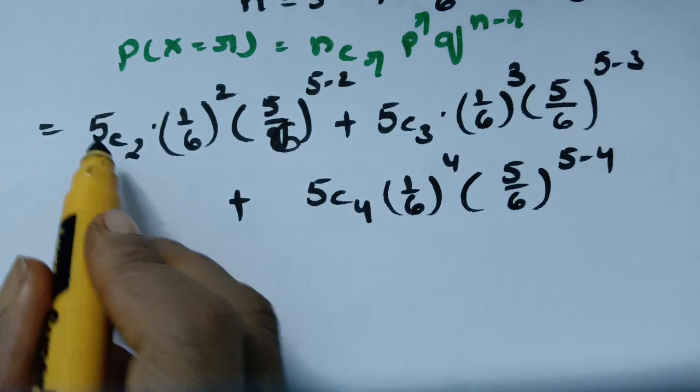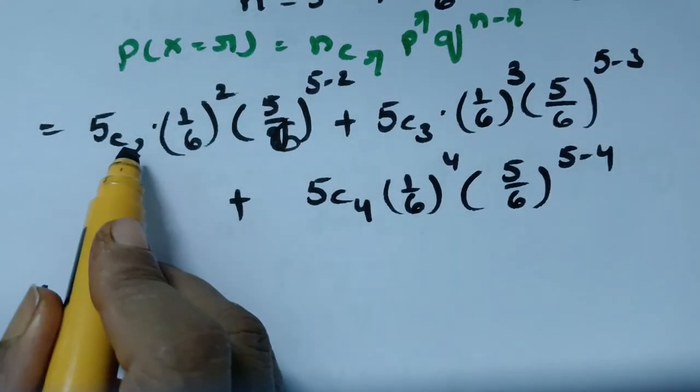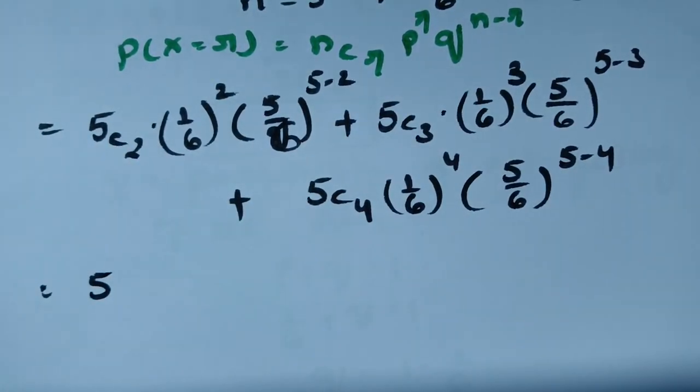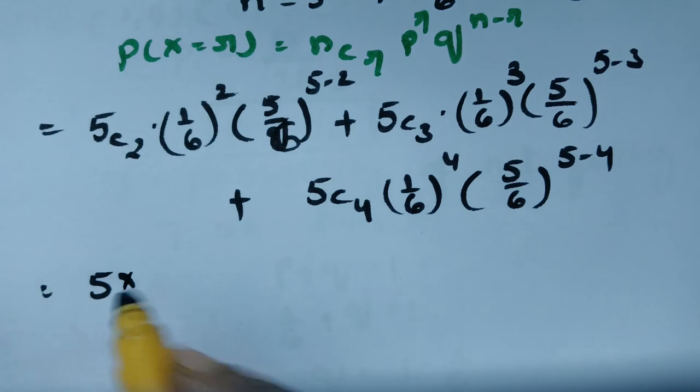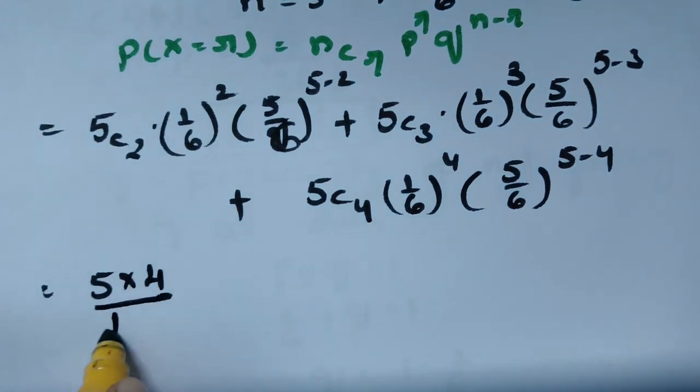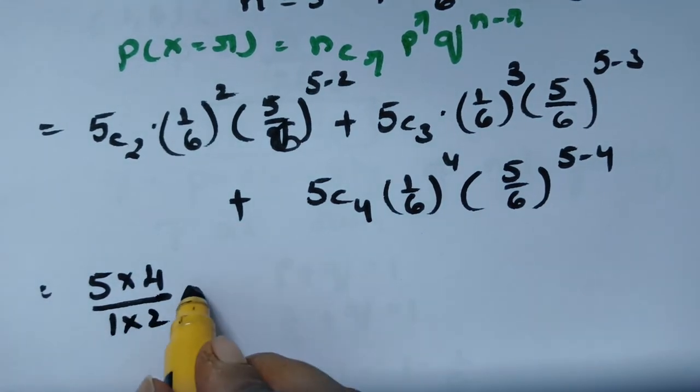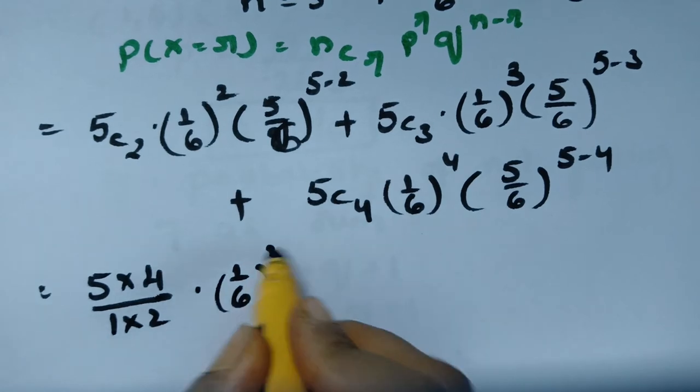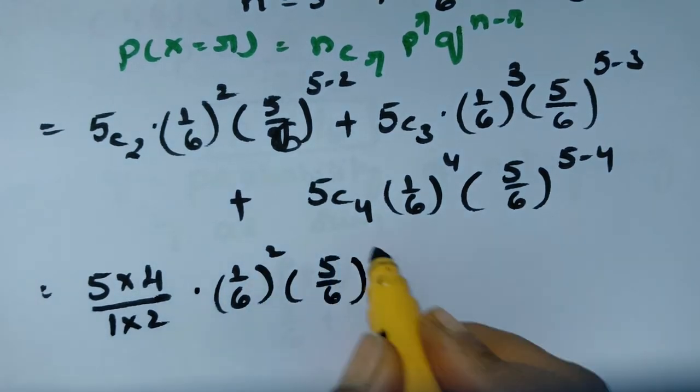Now, this will be, what is 5C2? That is, see here, 5C2 is nothing but 2 backward steps. That is, 5 into 4 by 1 into 2. This is 1 by 6 square. This is 5 by 6 cube.